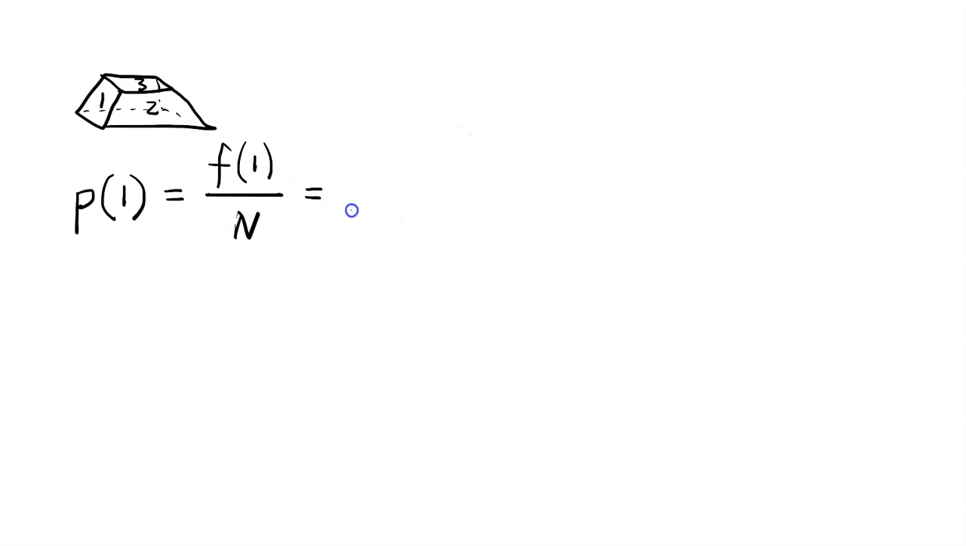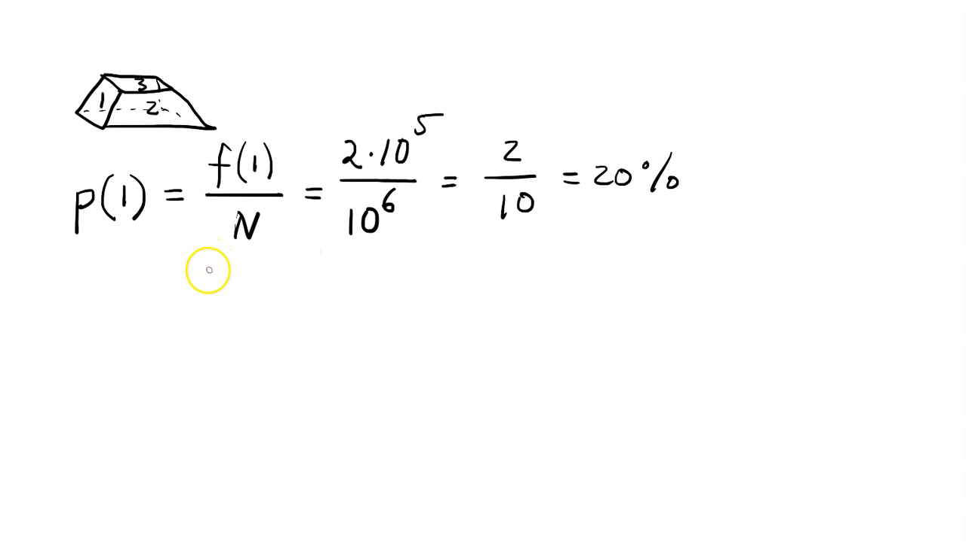So let's say I've thrown it now 1 million times. And let's say I have gotten, how many ones have I gotten? Let's say I've gotten 200,000 times. Of course, it's very unlikely to get exactly 200,000, but let's say something roughly like that. Then we can shorten here, and then we have 2 tenths, so 20%. So in this case, I would estimate the probability of getting outcome 1 as 20%. So this is how I can estimate the probability.